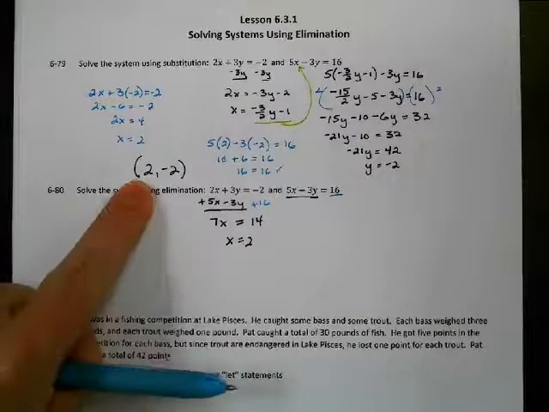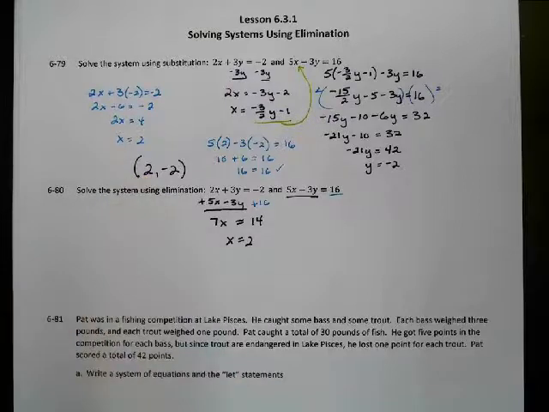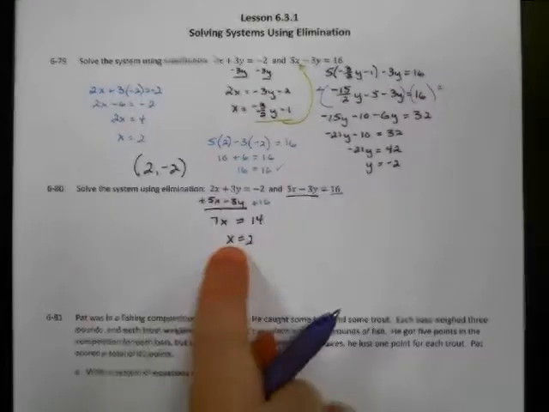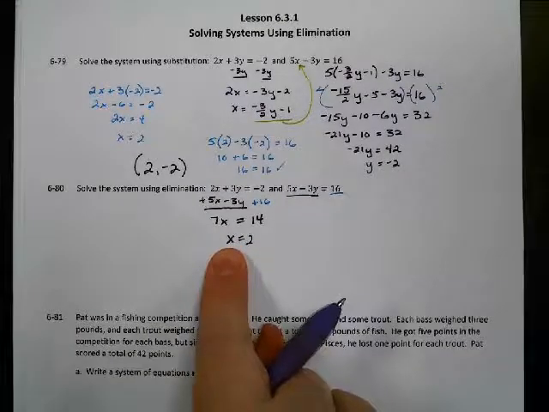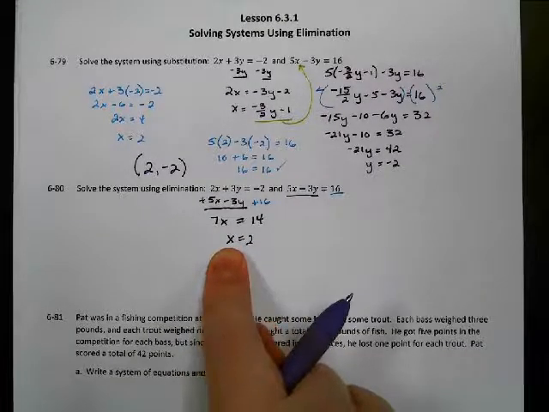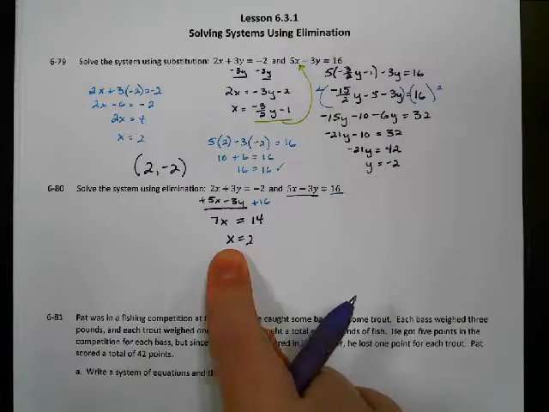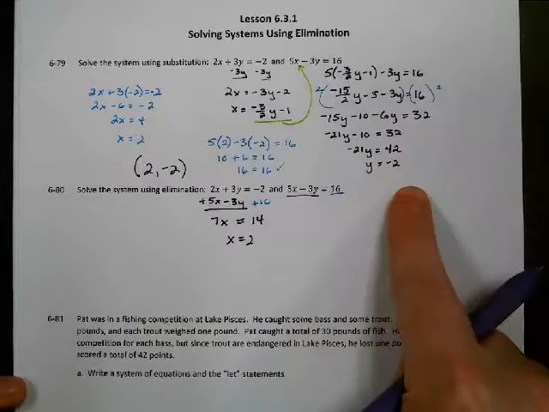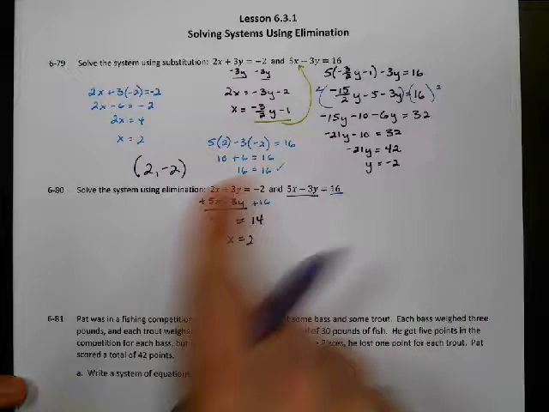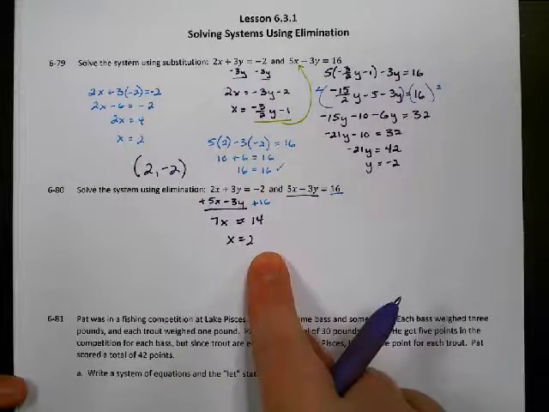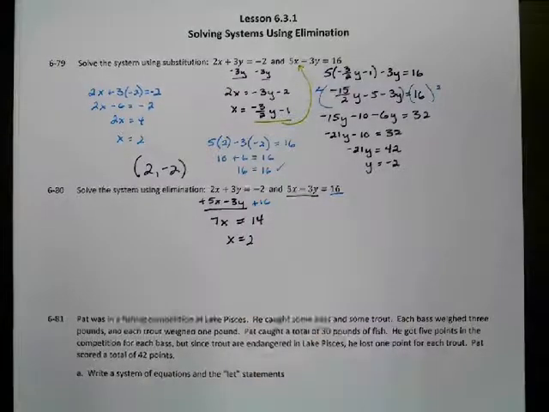X was 2. Now I ask you, which one's more efficient? That. How many places could I have messed up on this one? Hardly any. Look at all the work I did up there. That's a lot of places to mess up. This is not very many places to mess up at all. Okay, so sometimes on certain equations, elimination is the way to go.